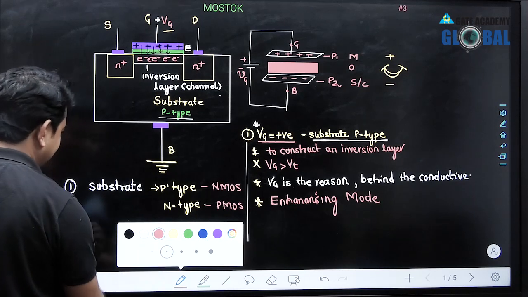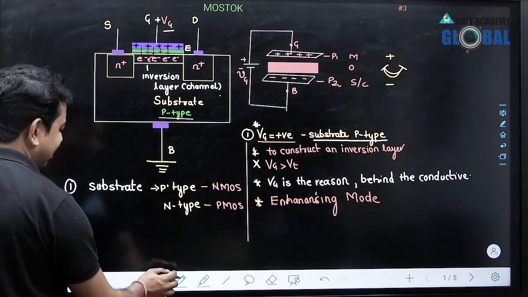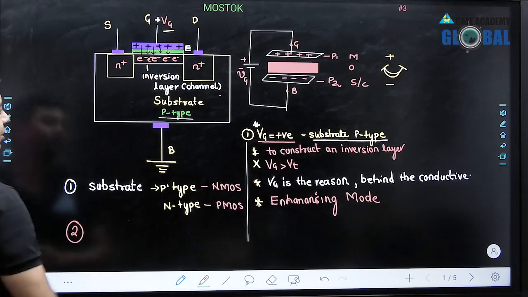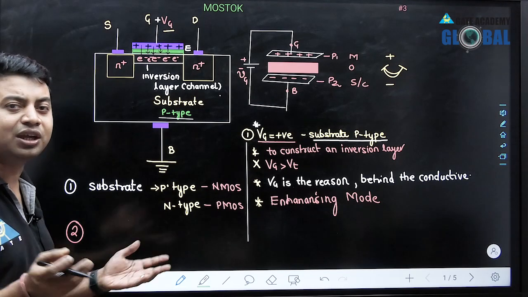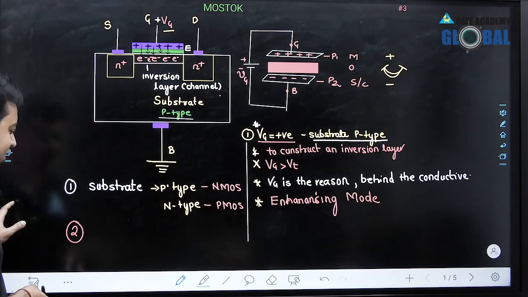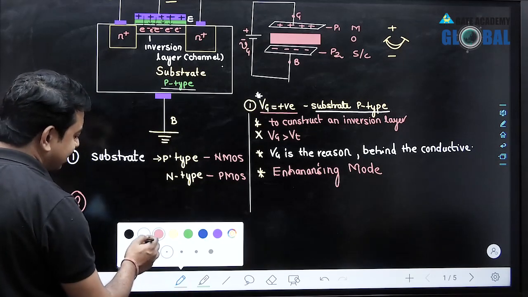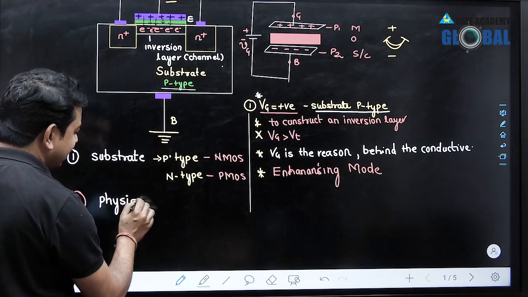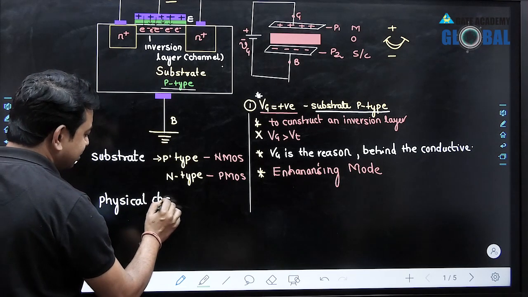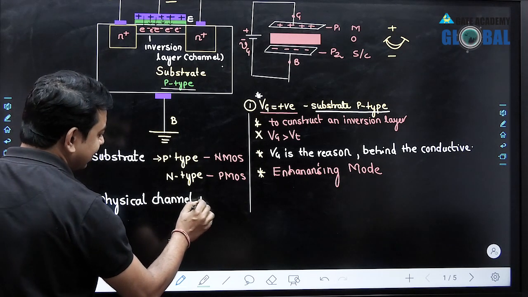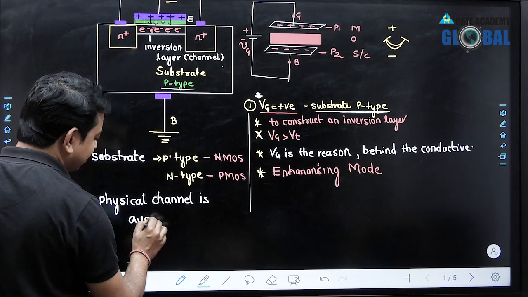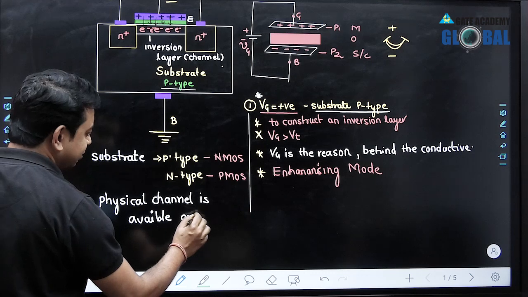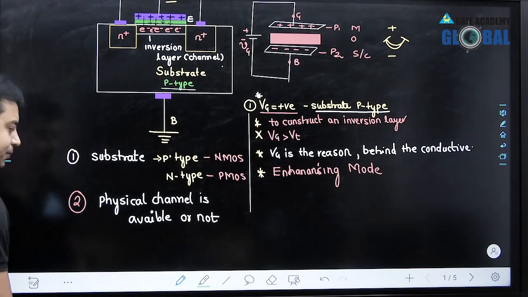Then the second thing we must observe is whether your substrate consists of any inbuilt channel initially, or we are creating the channel. So in the substrate only we have to find out whether the physical channel is available or not. So we just write here: physical channel is available or not. I think you haven't understood what is the meaning of physical channel available, or we just have to understand that whether it is not available.